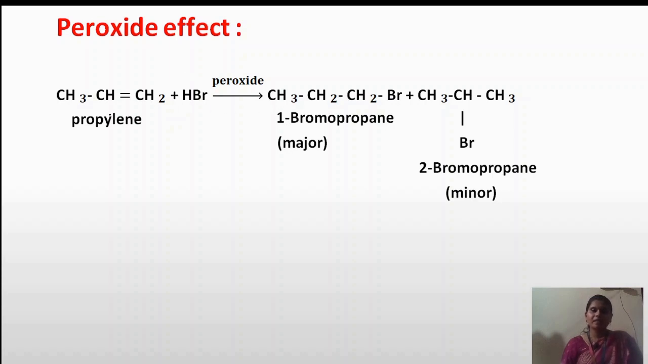Therefore the major product of this reaction is CH3CH2CH2Br. This is the major product because this bromine gets attached to this carbon and this carbon carries more number of hydrogen atoms. So this is the major product, and when this bromine is attached to this carbon, this is the minor product, that is CH3CHBrCH3. So this effect is also called the anti-Markovnikov effect or Mayer-Kharasch effect.